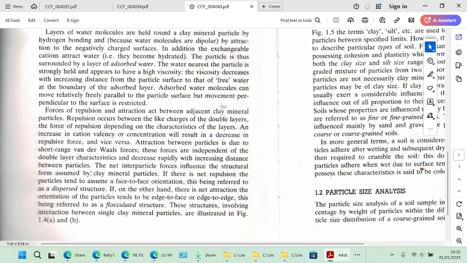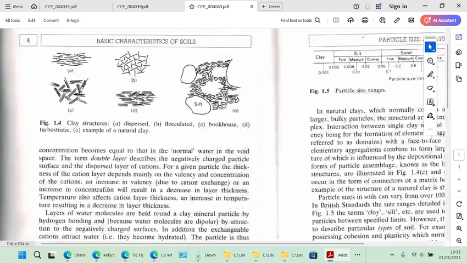If there is net repulsion, the particles tend to assume a face-to-face orientation, this being referred to as a dispersed structure. If, on the other hand, there is a net attraction, the orientation of the particles tends to be edge-to-face or edge-to-edge, this being referred to as a flocculated structure. These structures involving interaction between single clay mineral particles are illustrated in figure 1.4a and b.